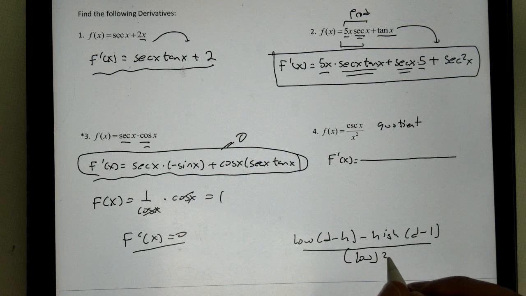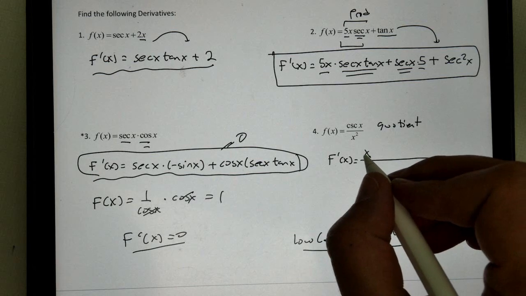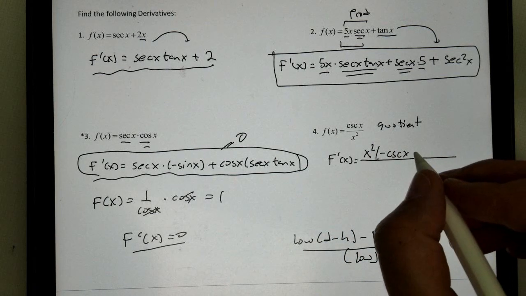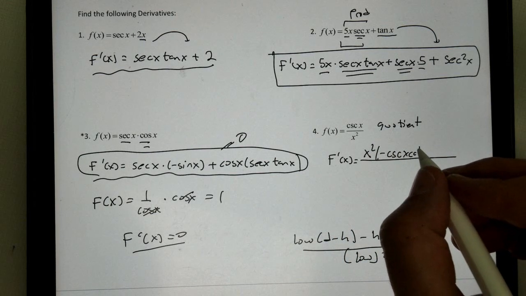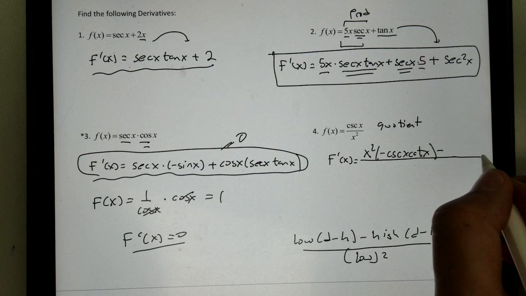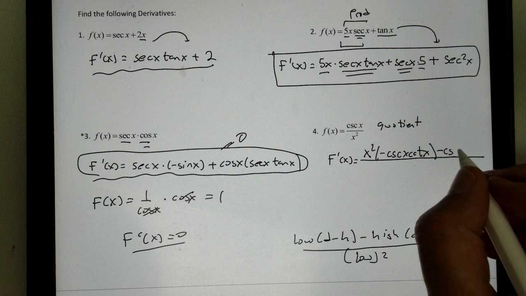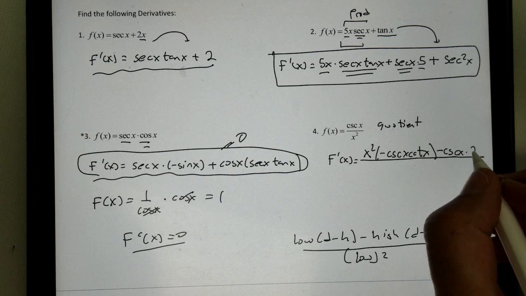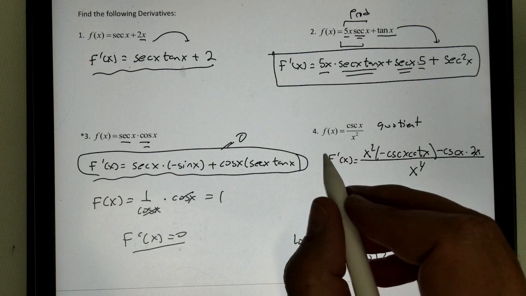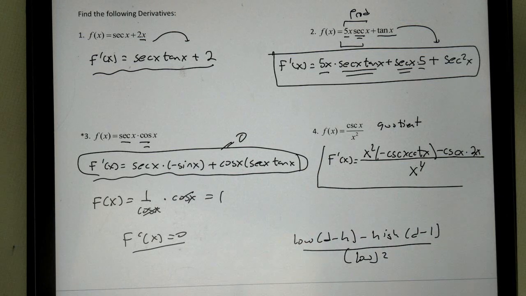So my low is x squared. My derivative of the top, negative cosecant of x tangent of x, minus high d low, cosecant of x times 2x, all over the bottom squared. That becomes x to the 4th. Please don't write it as x squared squared. We like it x to the 4th. There's no derivative. Pretty easy to do. Don't simplify. Leave it alone. Of course, you can factor out an x if you like.